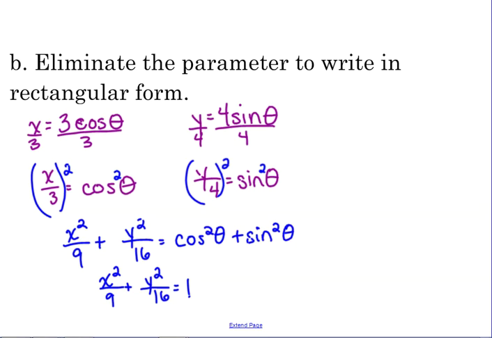All right. What kind of shape? It's equal to 1. There's a plus. Ellipse. Thank you. It's an ellipse. Is it taller or is it wider? Taller.